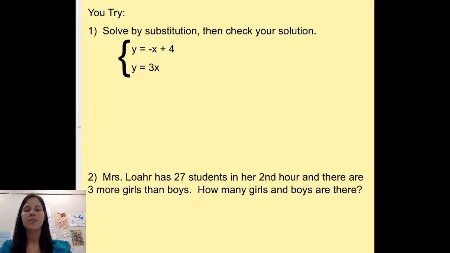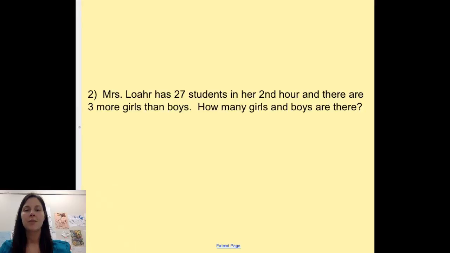2 U-Try questions. The first one, solve by substitution. Practice that skill of solving. For the second one, practice setting up the system. If you feel really confident you've got the right system, go ahead and practice solving it. If you're not so confident, bring your system to class and we'll make sure we're all on the same page before we solve.